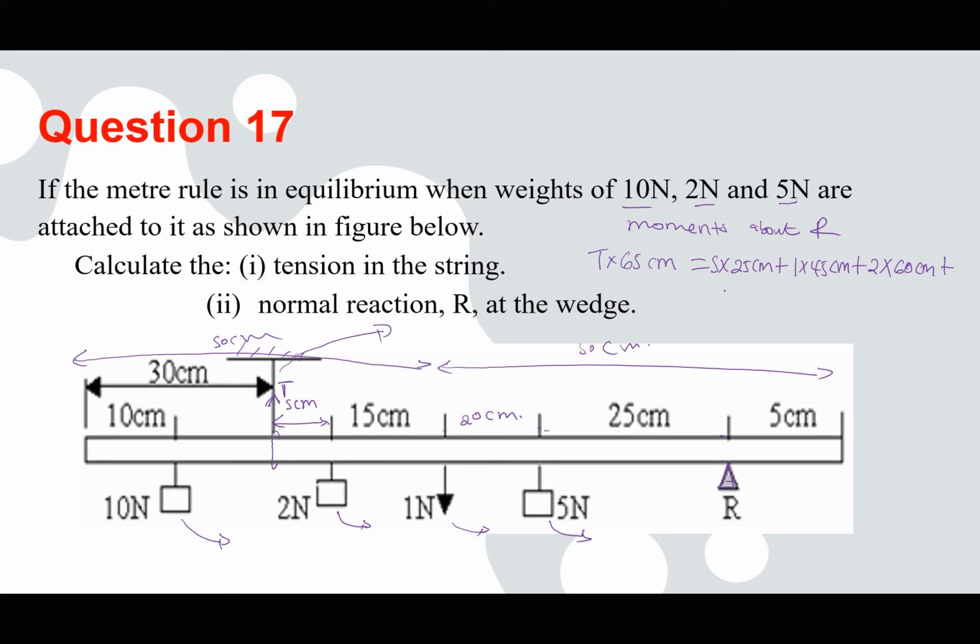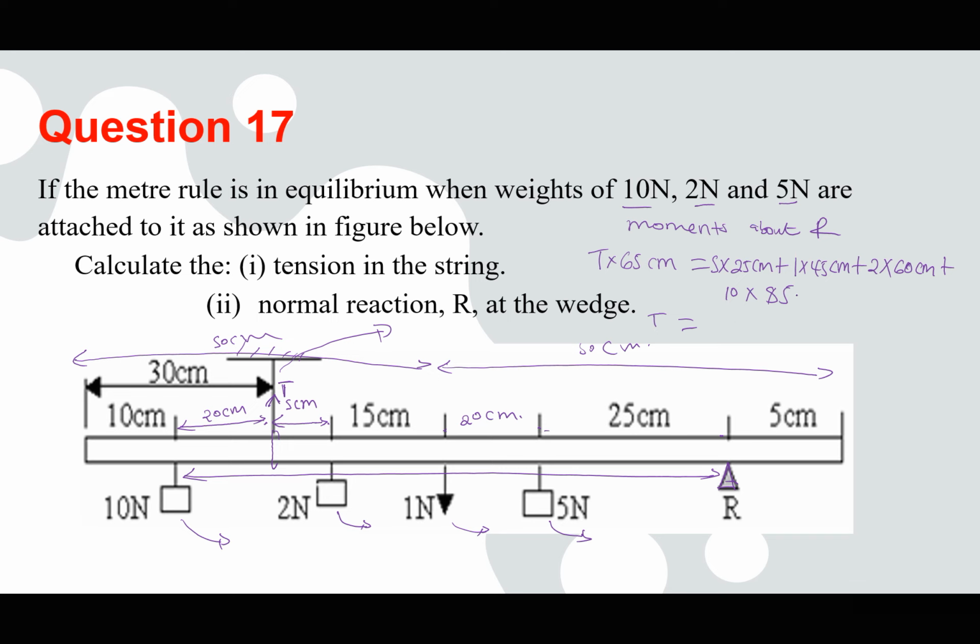plus 10 times 25 plus 20, that is 40, plus 15, that is 60, 60 plus 5, that is 65, and this distance here is 20 because we have 30 minus 10, which is 20. So 20 plus 20, that is 40, 60, 85. So that is times 85. So that is the perpendicular distance from 10 newtons up to the pivot. That is 85. So I have to just press my calculator to find T.